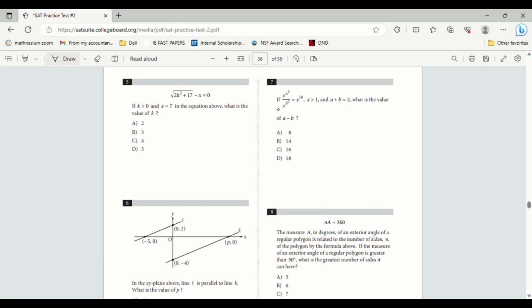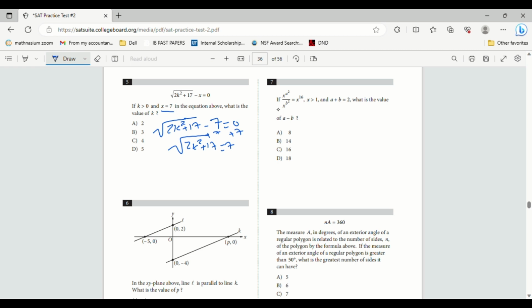Question number 5, if k is greater than 0 and x equals 7 in the equation above, what is the value of k? So they give us the value of x, so let's just plug in what we know. We know that the square root of 2k squared plus 17 minus 7, because x is 7, equals 0. We can add 7 to both sides, leaving us with the square root of 2k squared plus 17 equals 7.